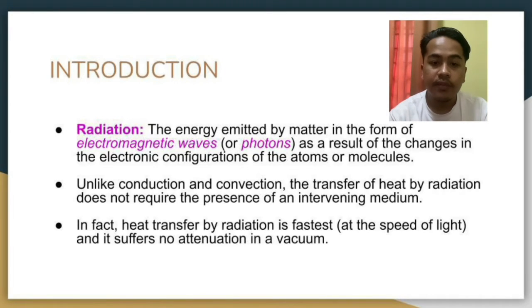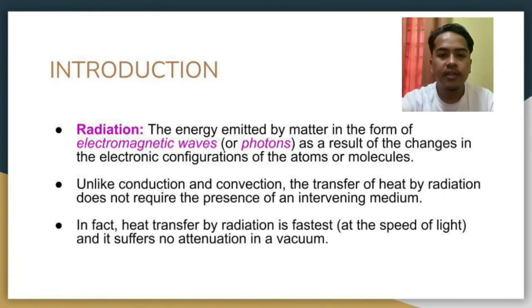In fact, heat transfer by radiation is the fastest, as it follows the speed of light, and it suffers no attenuation in a vacuum. So this is how the energy of the sun can reach the earth. In heat transfer studies, we are interested in thermal radiation, which is the form of radiation emitted by bodies because of their temperature.